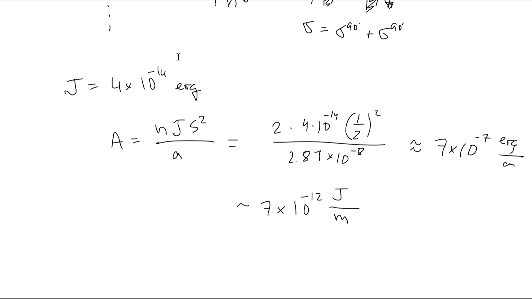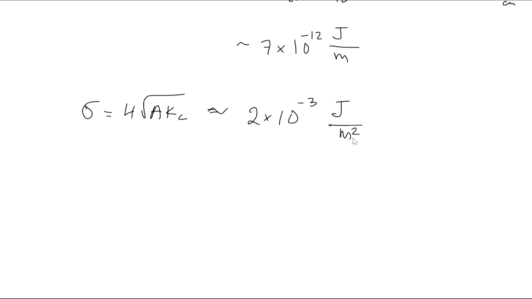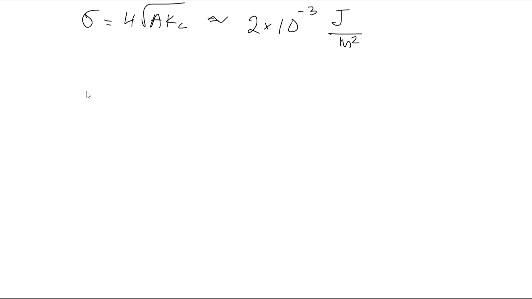Now, for cubic anisotropy, we can calculate the domain wall energy stored in that, A K C, and that is approximately 2 times 10 to the negative 3 joule per meter squared. It's a surface energy, and we can calculate the domain wall thickness. That is pi times square root of A over Kc.